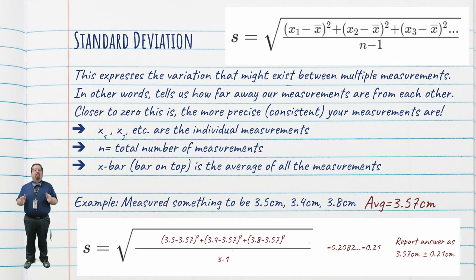Standard deviation looks a little bit more complicated, but it's almost as easy. To compare your individual measurements to see how far apart they are from each other, we use this equation. The closer your standard deviation is to 0, the more precise your measurements are. In this equation, the x1, x2, x3, etc. are the individual measurements that you take. The x with the bar over the top of it, known as x bar, is the average of all of your values. N is the number of measurements that you took. You'd report your answer as the average plus or minus the standard deviation.